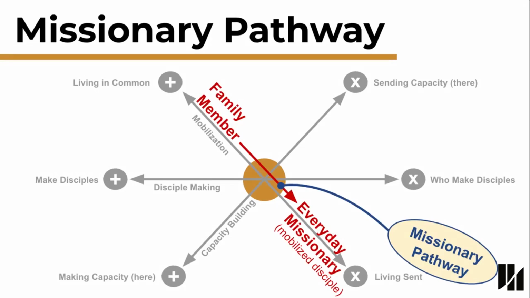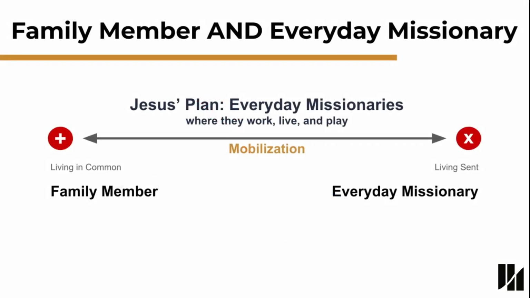If we move on to the second micro pathway, the missionary pathway, we've got on one end the family member. We're members of this family called the local church, and we're helping people in the missionary pathway move from not just being a family member, but being an everyday missionary. If we press into that one, Jesus' plan is that we have everyday missionaries where they work, live, and play.